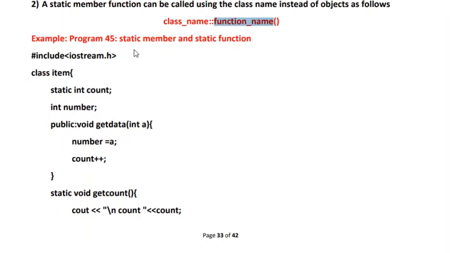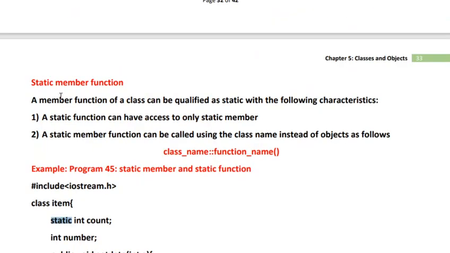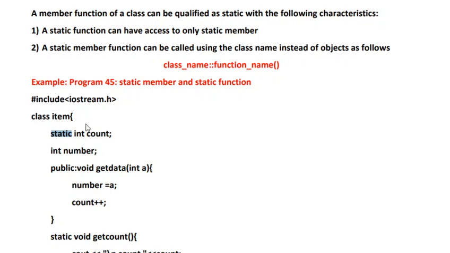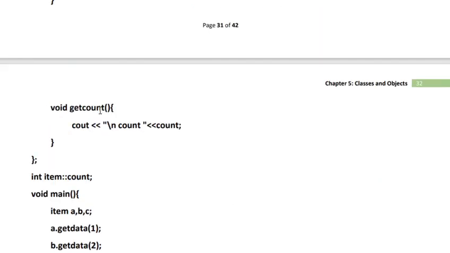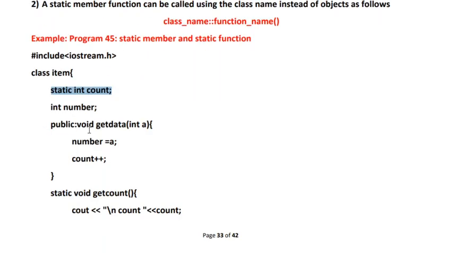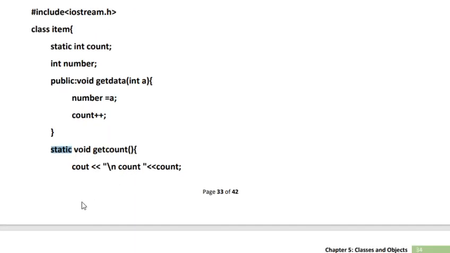So here, just see, the same program has been modified. Since I'm making a member function static, it can access only the static member. Here count is the static member. So the get count function, now what I'll do is make it a static get count. Static void get count, because a static member function can access only a static data member. So it's the same program.